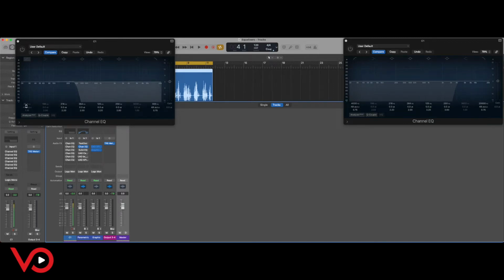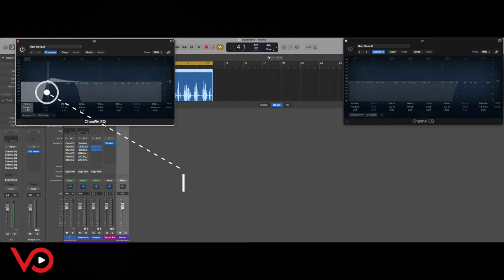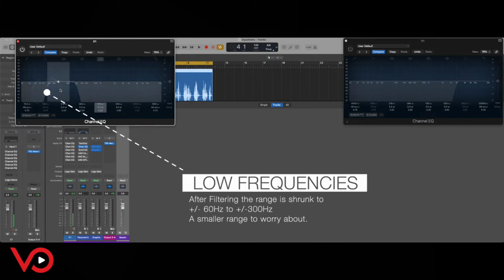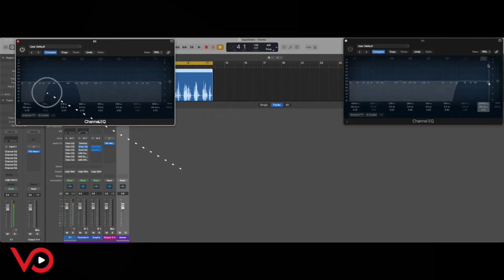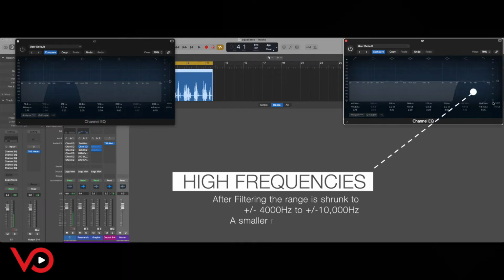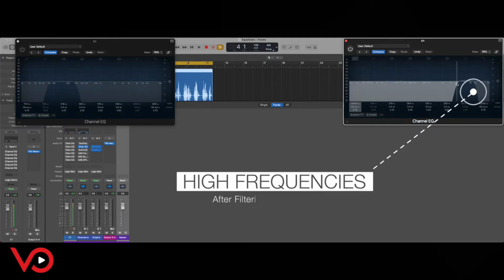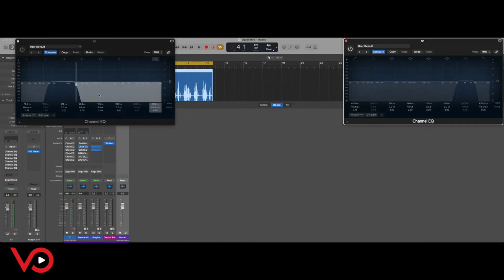So watch what happens when I do that. What happens is it suddenly makes these low frequencies, because I usually set this to about 75, notice we have a much smaller area to worry about. We don't have to worry about anything from 70 on down. And then if we do the same thing up here, we set this to, I usually go about 10K, somewhere around 10K. Again, we have a smaller area to worry about. Now we're just going from 4K to 10K, and we're only going from 300 down to 80 or 100.